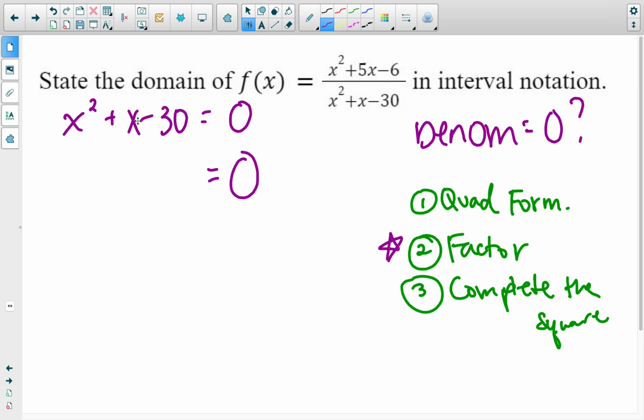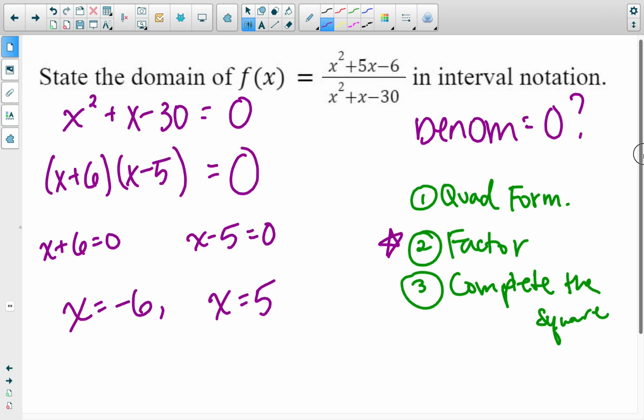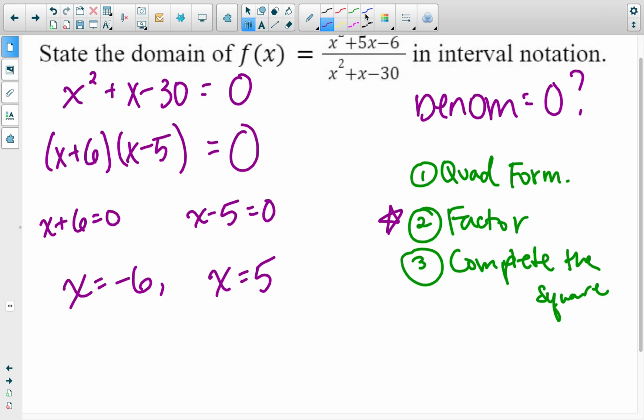X squared plus x minus 30 will factor into x plus 6 times x minus 5, meaning that x plus 6 equals 0 and x minus 5 equals 0. So when x equals negative 6 or when x equals 5, that causes this denominator to equal 0. So we need to remove these from the domain.